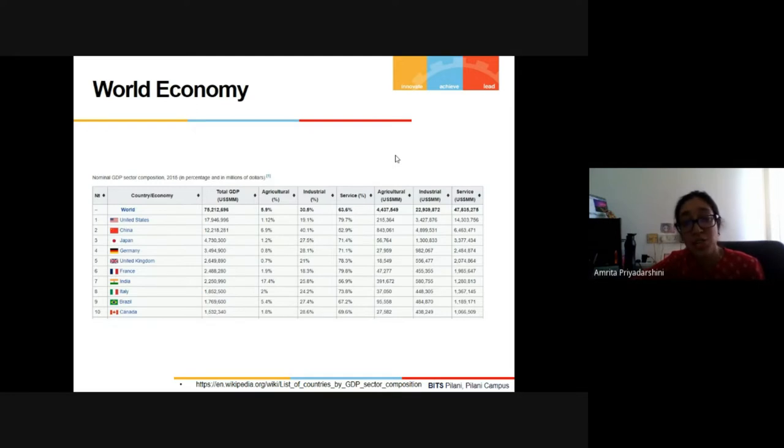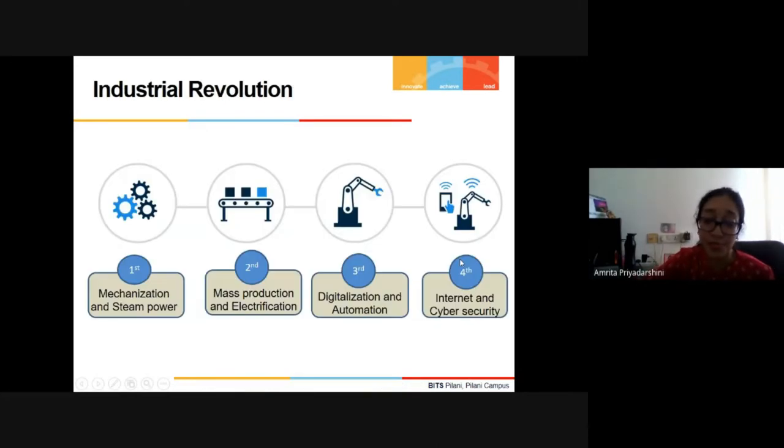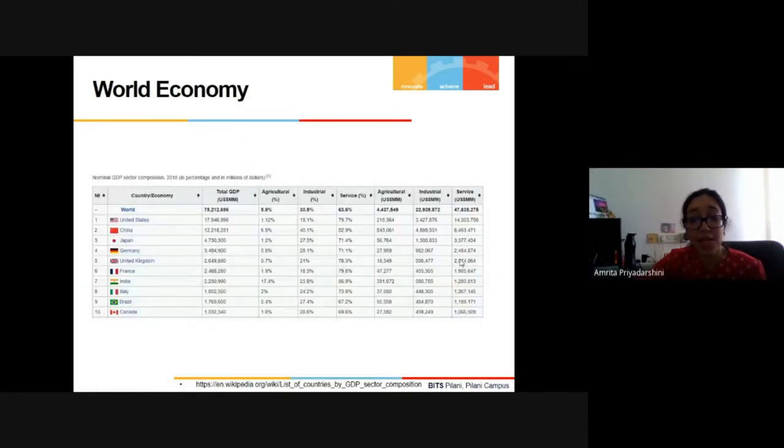Now if you see China, if we compare their share globally with respect to manufacturing, they are at a very high range. But India is still in a phase where we are trying to grow in that particular area. And that could be one of the reasons why a lot of initiatives are coming into our country, like Make in India and these things.